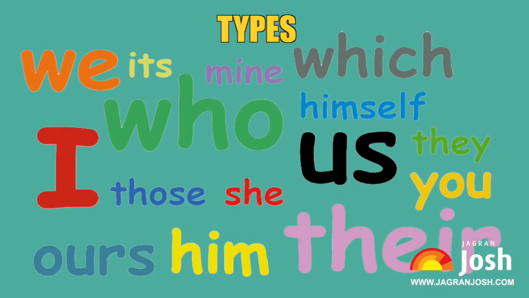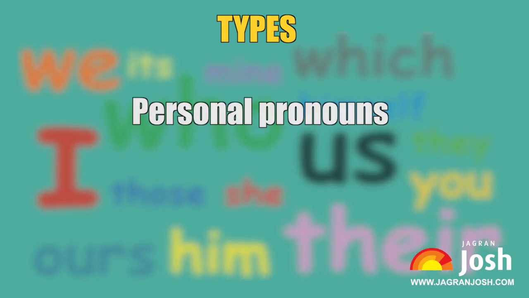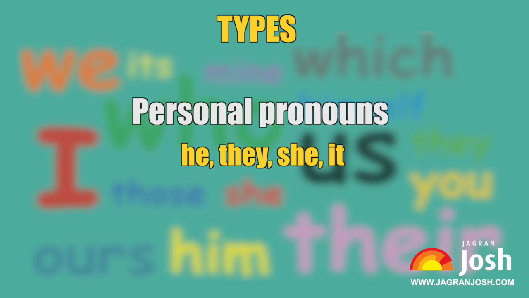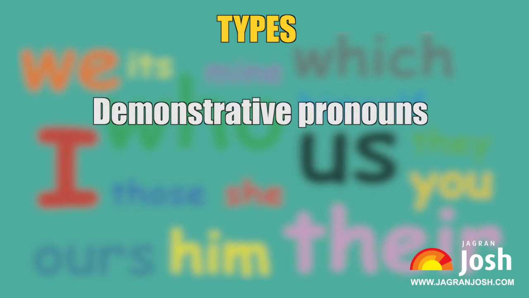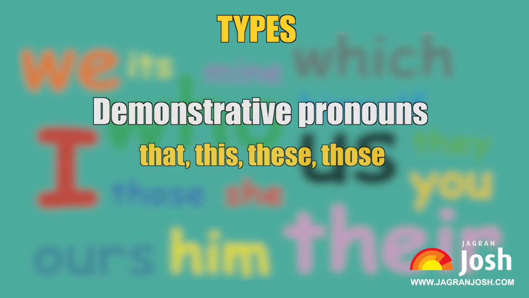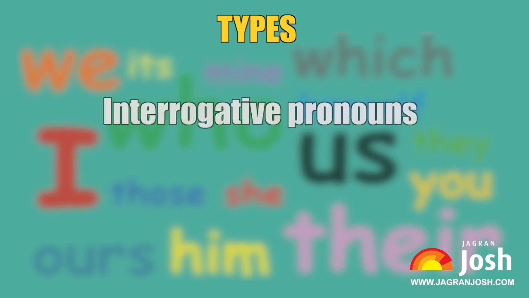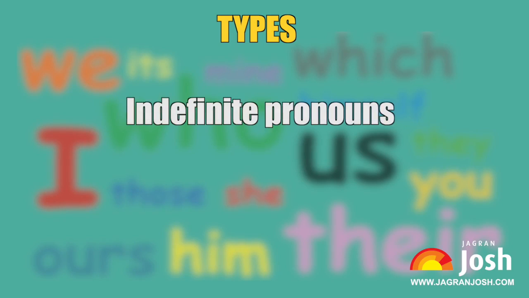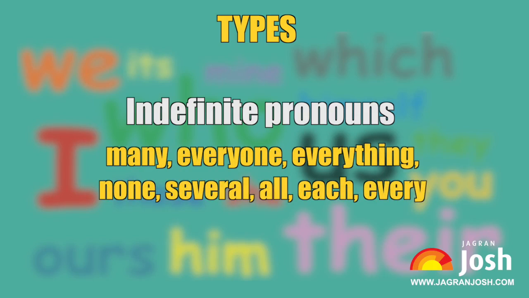Types: there are several kinds of pronouns, including personal pronoun. Example: he, they, she, it. Demonstrative pronouns. Example: that, this, these, those. Interrogative pronouns. Example: which, who. Indefinite pronouns. Example: many, everyone, everything, none, several, all, each, every.